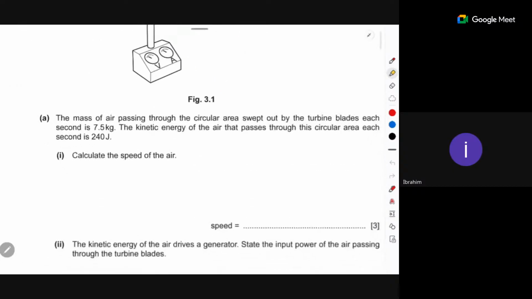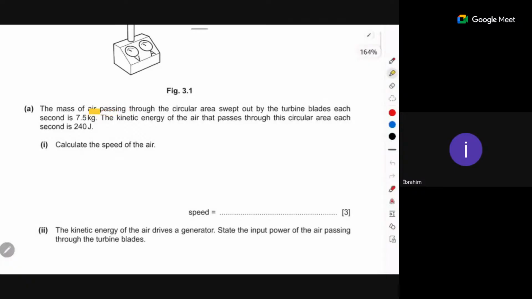Now, the mass of the air passing through the circular area swept out by the turbine blades each second is 7.5 kg. The kinetic energy of the air that passes through the circular area each second is 240 joules. Are you getting the point? This is the information in this question. This is a real past paper question, and it asks to calculate the speed of the air. So how to use that formula?